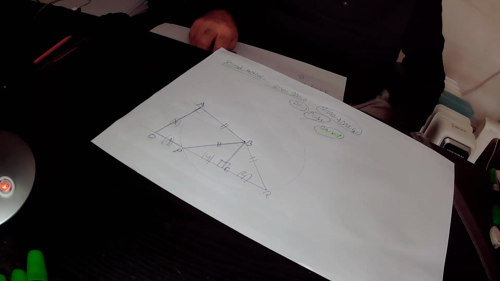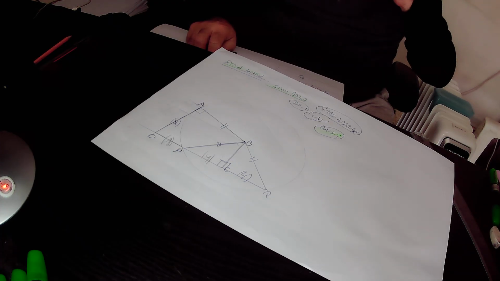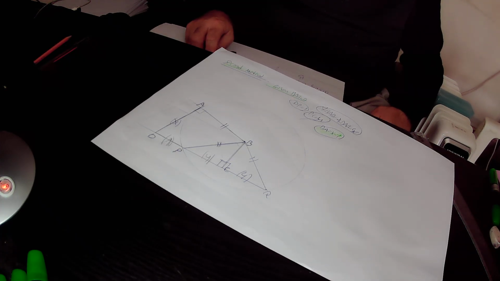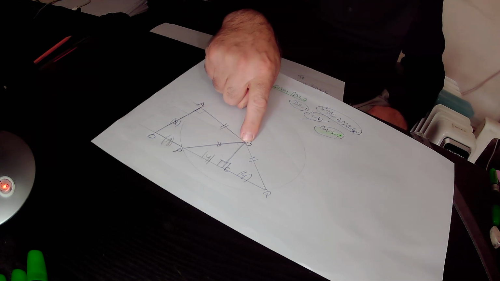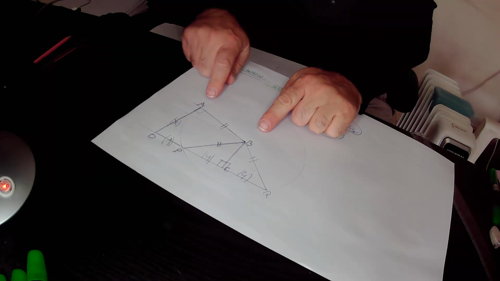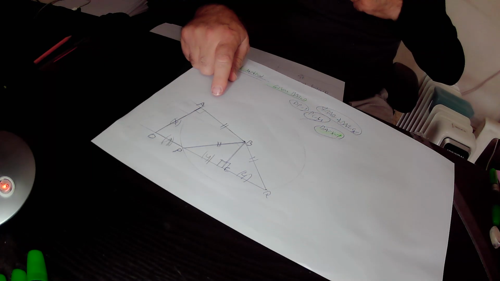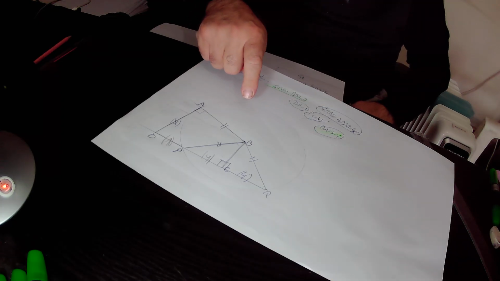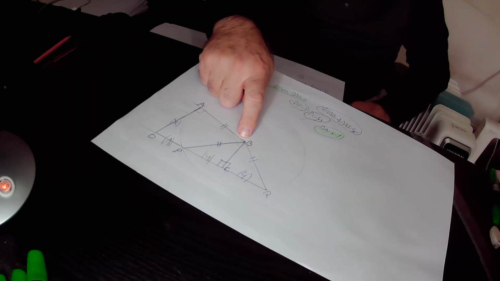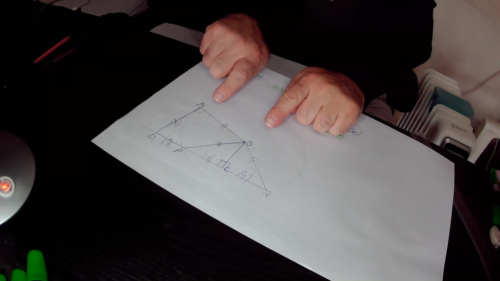So in the next step, we will do a construction. That is to say, we will draw a circle around point B in such a way that point B is the center of the circle and BA is the radius of the circle.